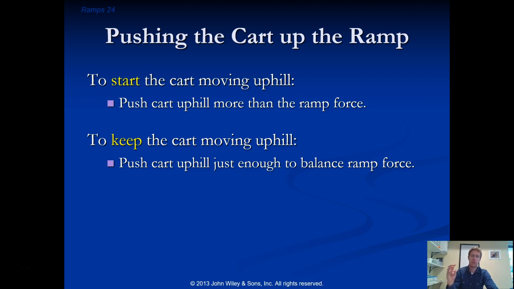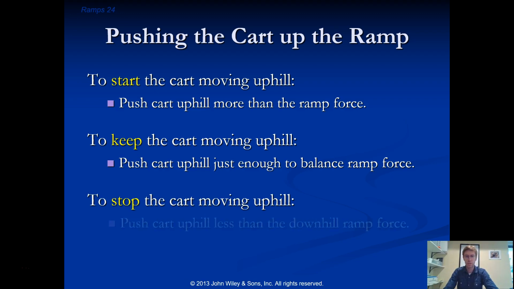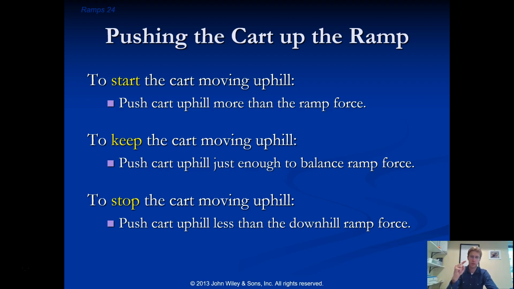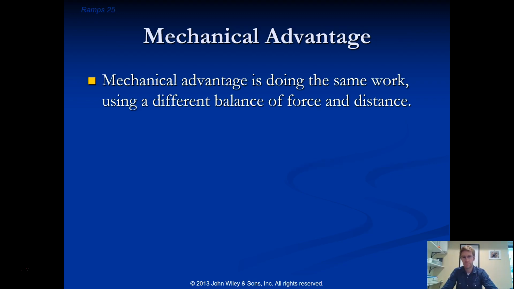Once it's at a nice safe speed, you decrease how hard you're pushing to be just exactly equal to the ramp force. And then when you get to the top, you actually decrease your force to less than the ramp force so that it slows down. So the net force is actually down the ramp, causing it to slow down. So you push harder, it accelerates up the ramp, you decrease, keep it at a constant velocity, during which the net force is 0. Then at the top, you decrease even more so that the net force is down and it slows to a stop.